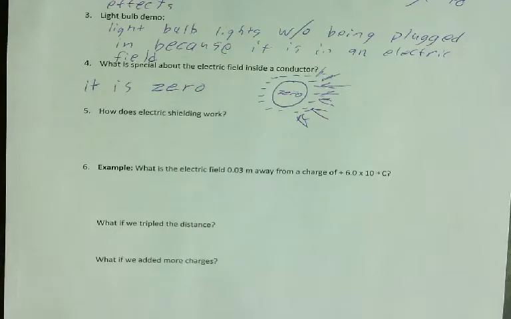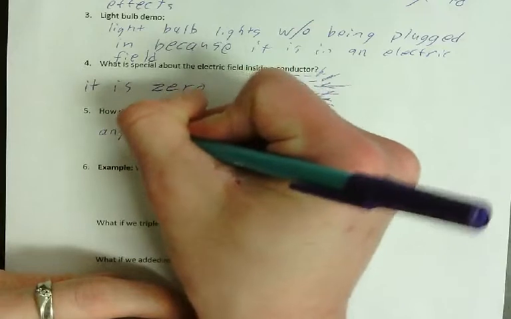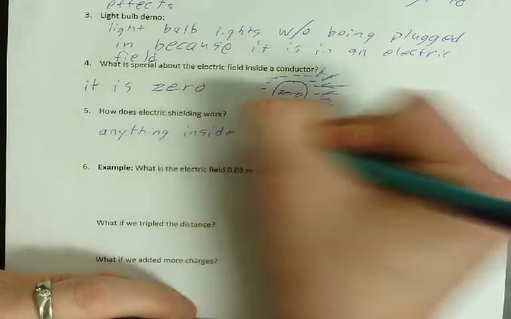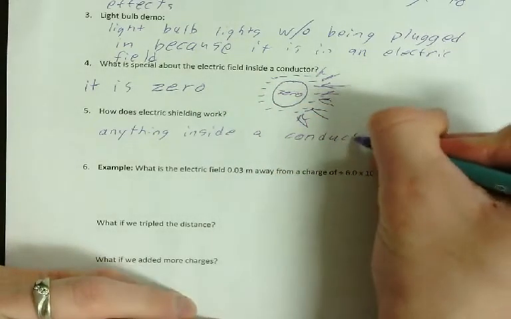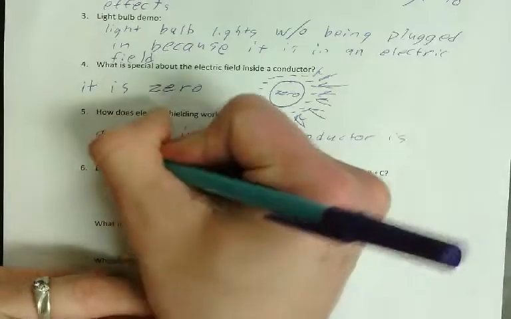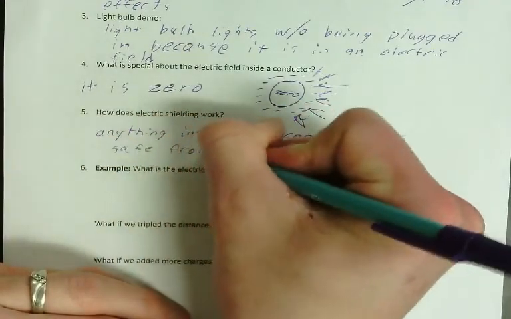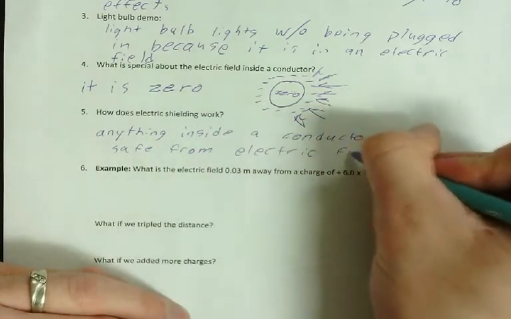So how does electric shielding work? Anything inside a conductor is safe from electric fields.